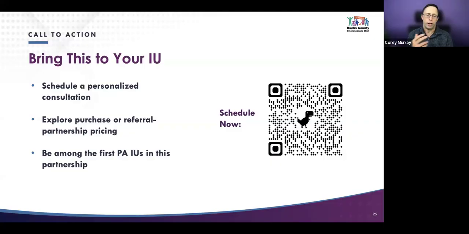You'll be able to get the fine print on that purchase and referral partnership pricing. And then, you're going to be among one of the first PAIUs in the partnership, which is great because I think it shows the seriousness with which you take compliance and accessibility with your community.